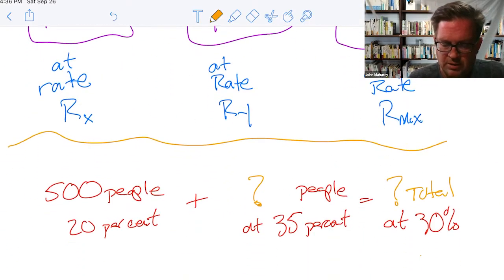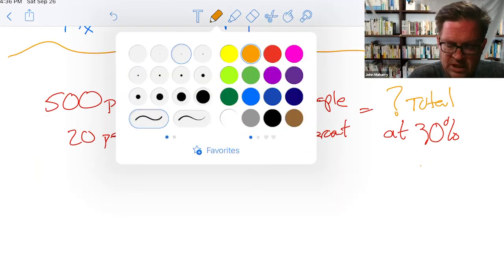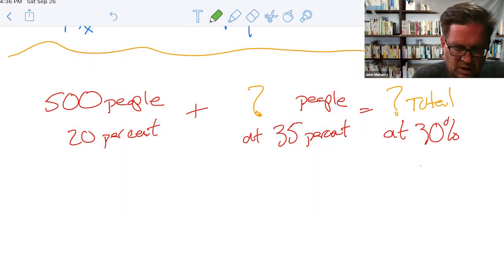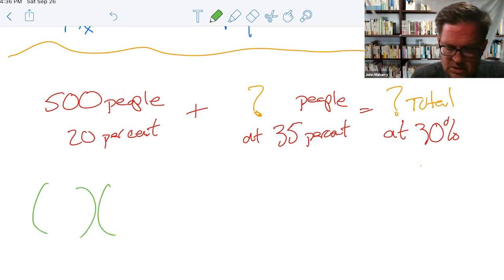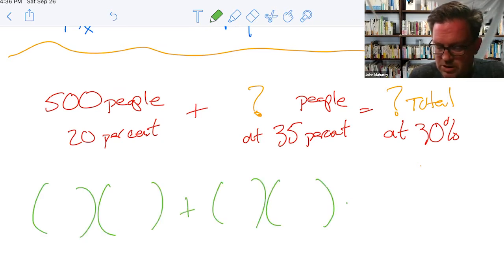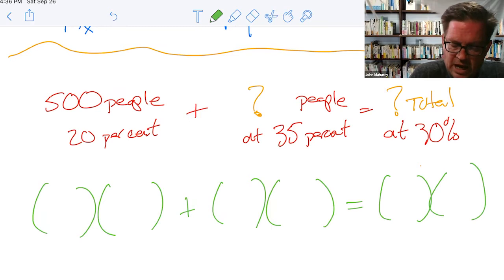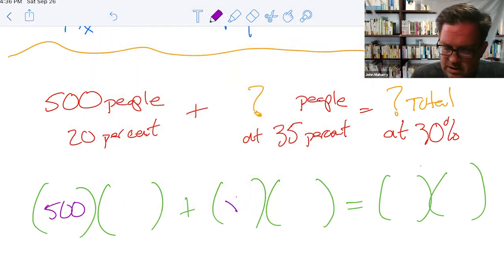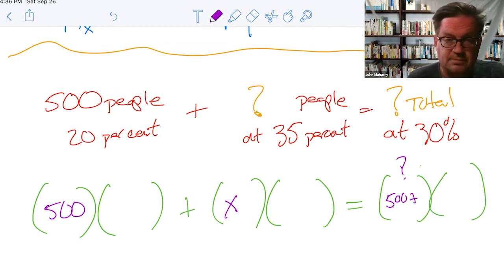So let's do one more. What about with a percent? So we've got parentheses, parentheses, plus parentheses, parentheses, equals parentheses, parentheses. How many people? 500. X. And how many are going to be in the total? It's going to be 500 plus X. Right? That logically makes sense.